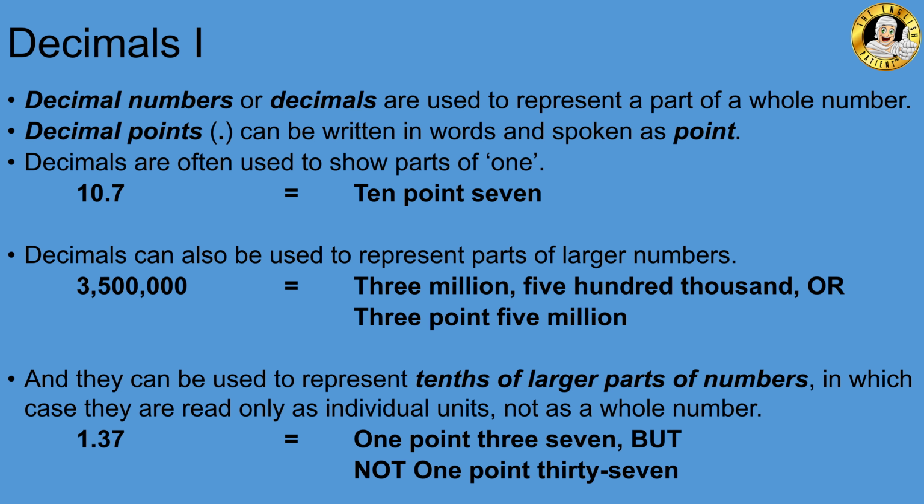And they can be used to represent tenths of larger parts of numbers, because we operate a decimal system, remember? So in which case they are read only as individual units, not as a whole number. So this, for example, would be read as 1.37. Read the decimal places as individual units. Do not read it as 1.37. That's wrong.